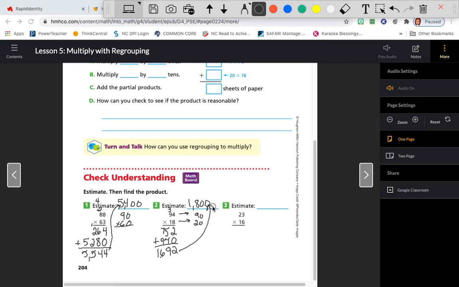All right, number 3, your estimate was 400. To get that estimate, again, remember you need to round to the closest 10, and then multiply those to get your estimate. Now to multiply to find the product, we say 3 times 6 is 18. Carry our 1. 2 times 6 is 12, plus 1 more is 13. Then we move over to our tens. Don't forget to put your 0 in the ones. 3 times 1 is 3. 2 times 1 is 2. And we add those partial products. 368, and that is close to our estimate. So again, we can say that it is a reasonable answer.